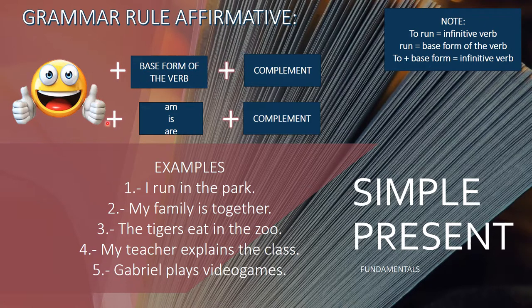Y la otra es que puedas poner el simple present del verbo to be, que puede ser am, is, are. Okay, and we have here some examples. I run in the park, que es la primera. My family is together, que es la segunda. The tigers eat in the zoo. My teacher explains the class, and Gabriel plays video games. You have to be careful here. Recuerda que cuando hablas de he, she, and it, le debes de agregar una S al verbo.